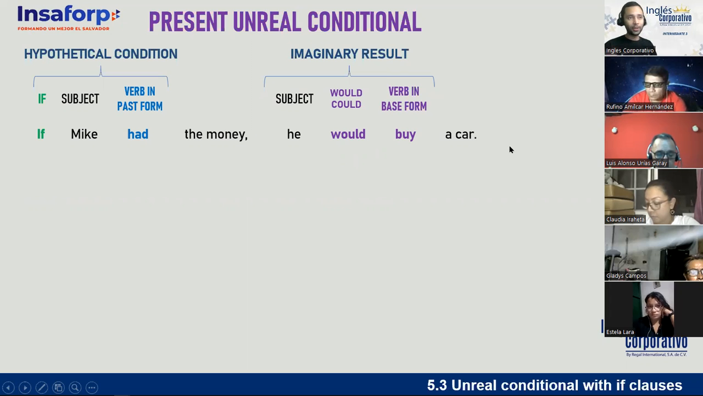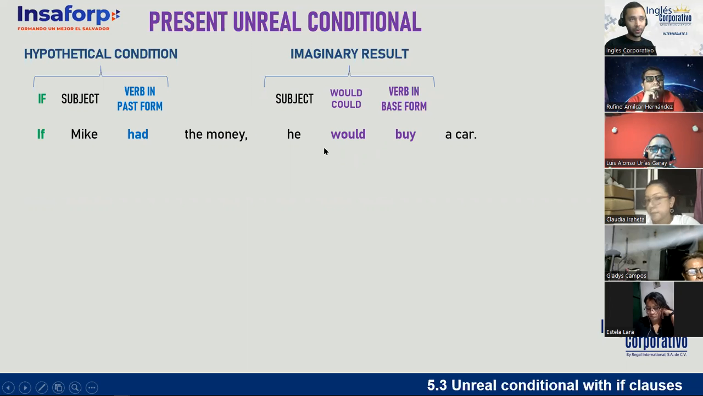Si Mike tuviera el dinero, se compraría un auto veloz. Se compraría un auto, perdón, veloz no dice por ningún lado. Se compraría un auto. No tiene dinero para ningún tipo de auto. So, if Mike had the money, he would buy a car.